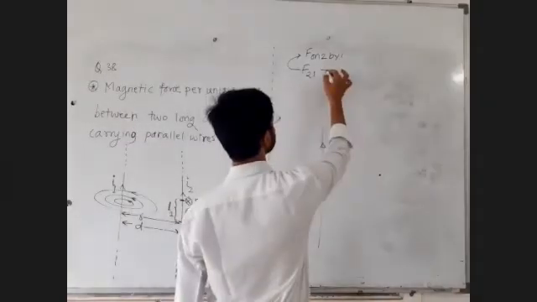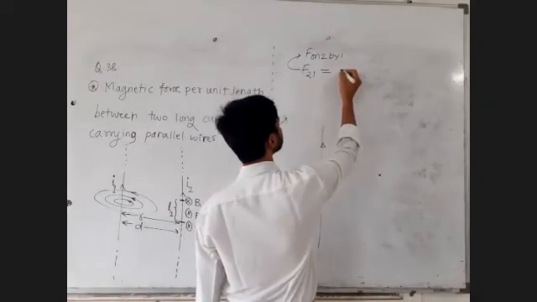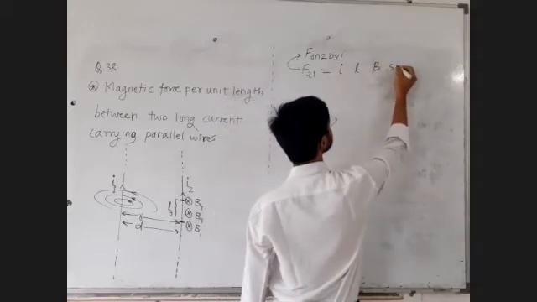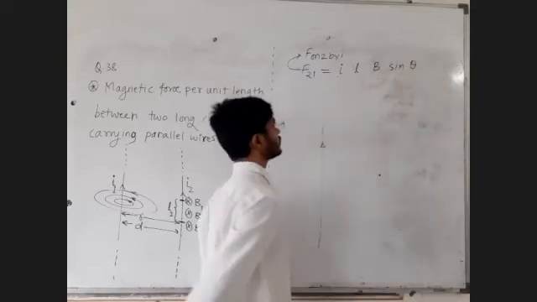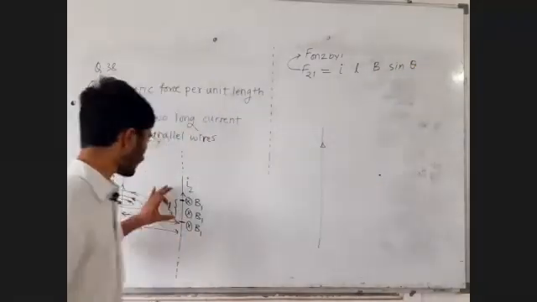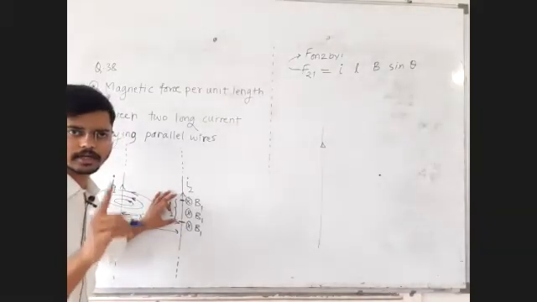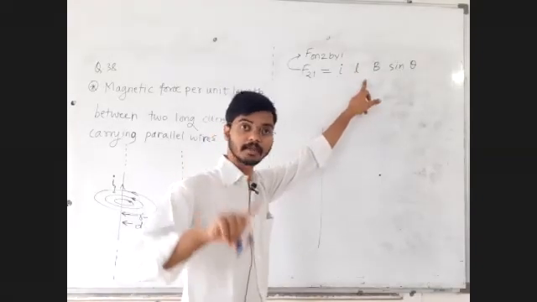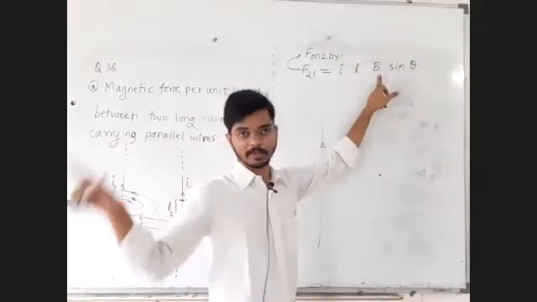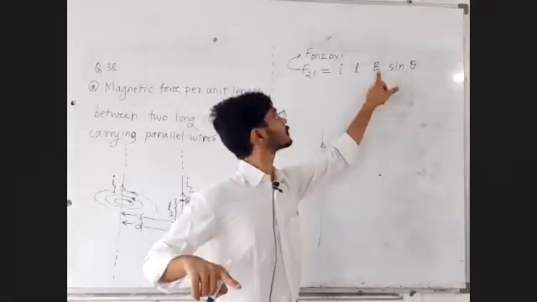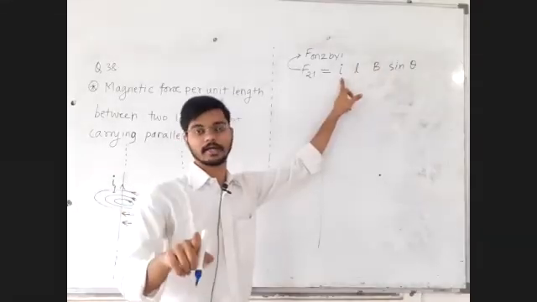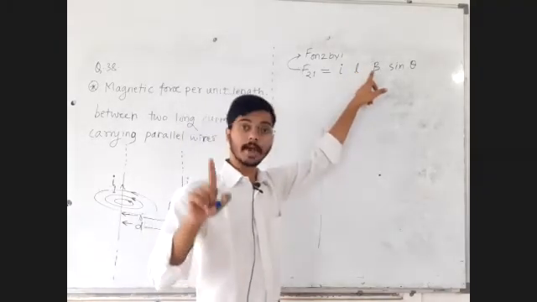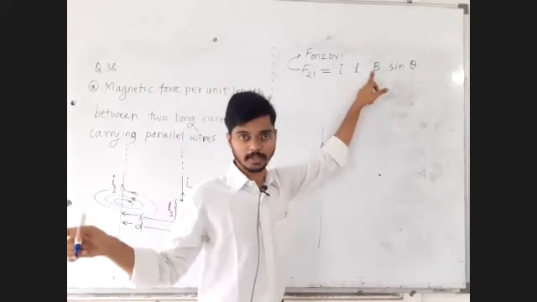So I will find out force. F is equal to I L B sin theta. So second wire is a current carrying conductor. I means current in the current carrying conductor. L means length of the current carrying conductor. B means the magnetic field in which the current carrying conductor is placed.